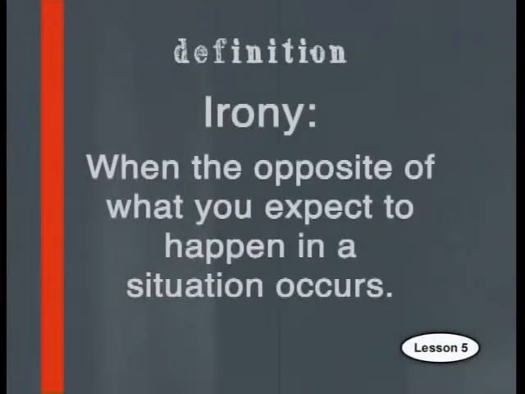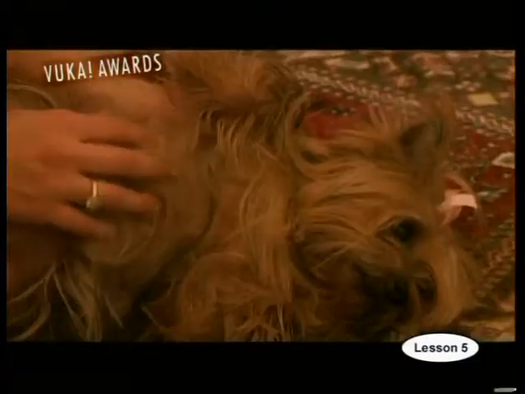Appealing to people's emotions and using humor are two ways in which advertisers get you to pay attention to their adverts. Another technique they use is irony. Irony is when the opposite of what you expect to happen in a situation actually occurs. Here's another public service announcement. See if you can work out how the advertisers use irony to promote their message.